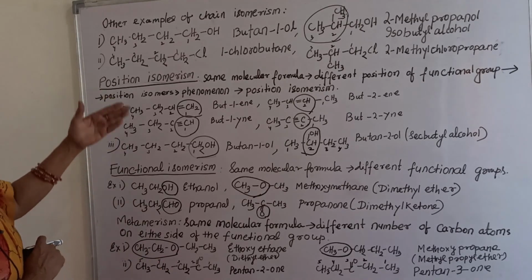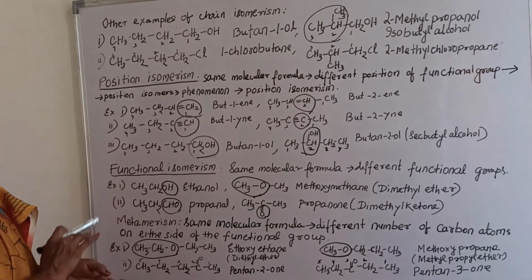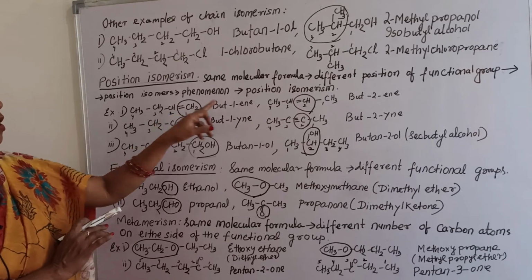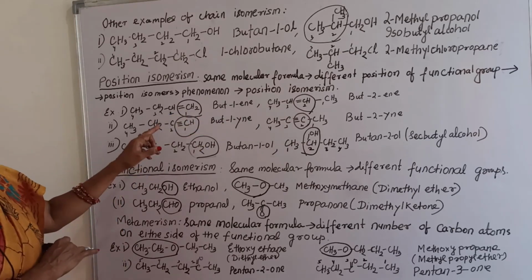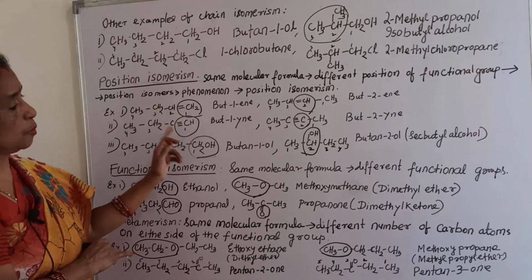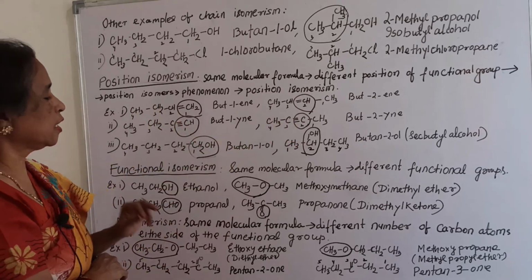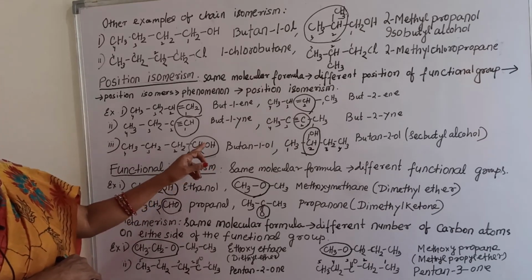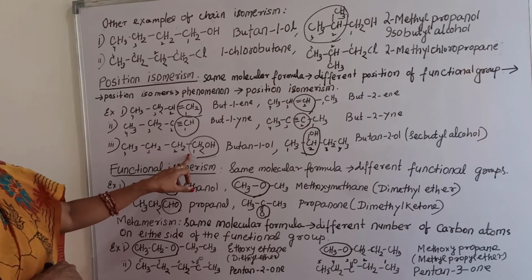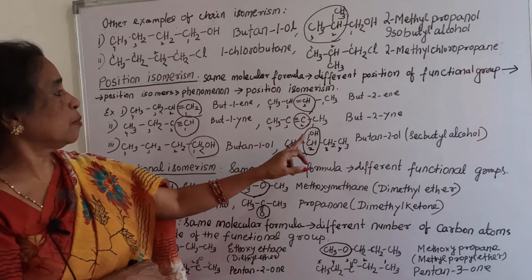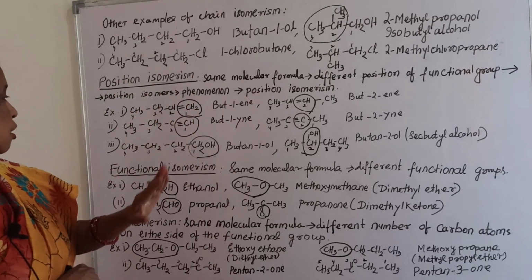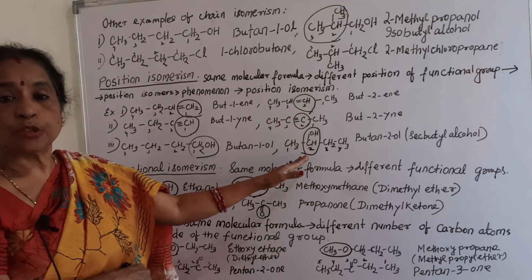Now again see position isomers, where the position of the functional group is different. Here in 1 position there is a double bond, after 2 position there is a double bond, and here after 1 position there is a double bond, after 1 position there is a triple bond, after 2 there is a triple bond. Similarly, this is called the alcohol group, with the OH group in 1 position carbon, and here in 2 position carbon. That is why it follows position isomerism, and they are position isomers.